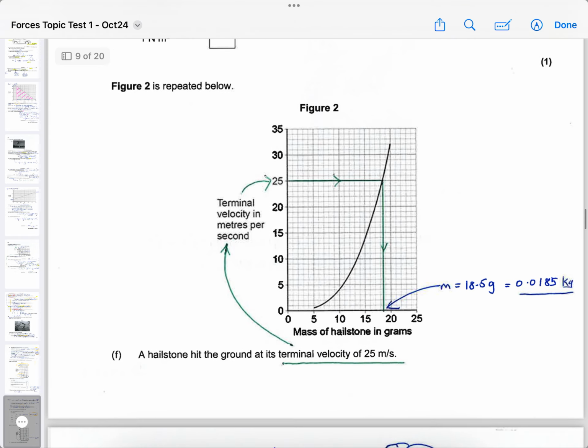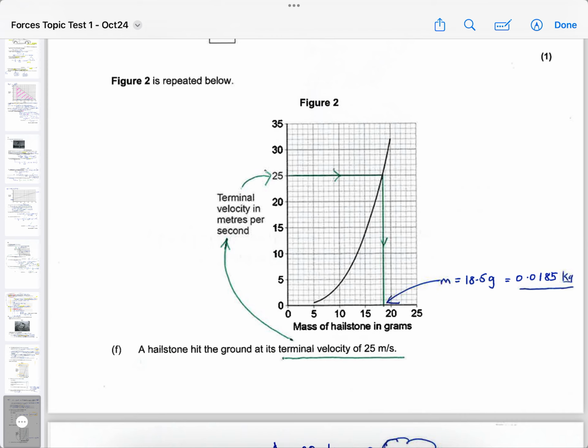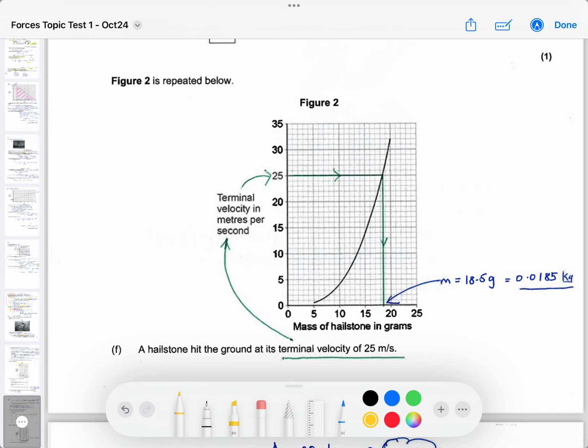Figure 2 is repeated below, the one that we looked at before where I showed you the different velocities for the 10 gram and 20 gram masses. Then it says a hailstone hits the ground at its terminal velocity of 25 meters per second. So I've looked at that on the graph. This time I've gone from the terminal velocity side and then taken the arrow to see what the mass would be, and I've made it approximately 18.5 grams.